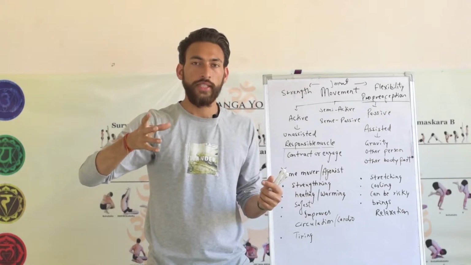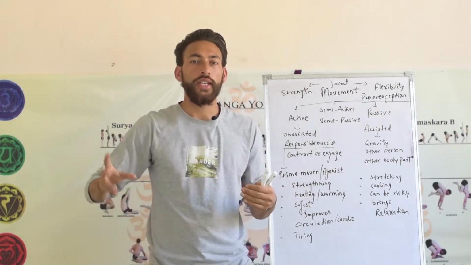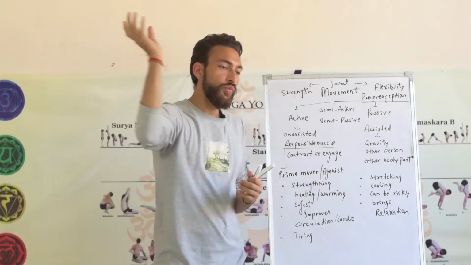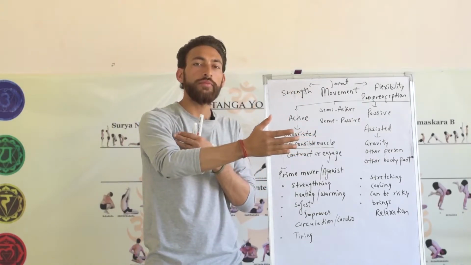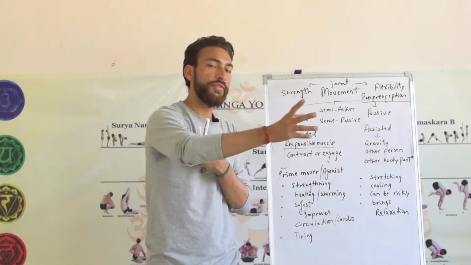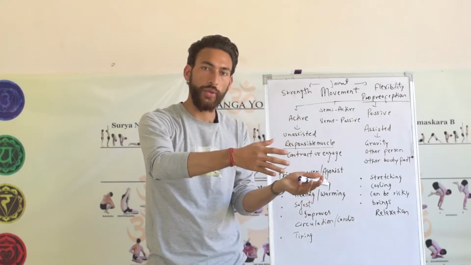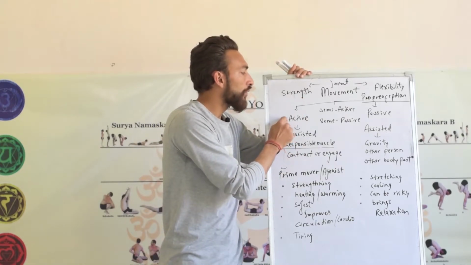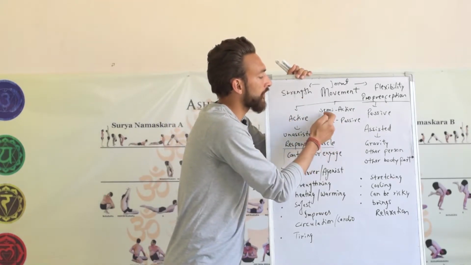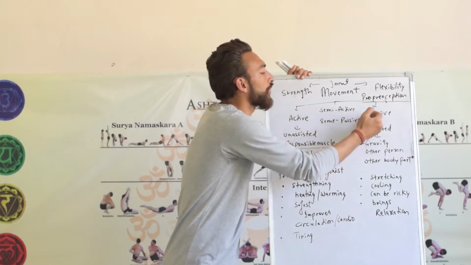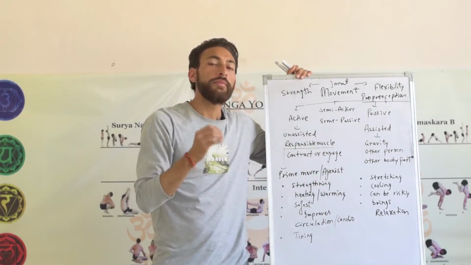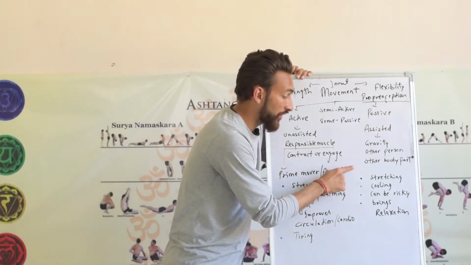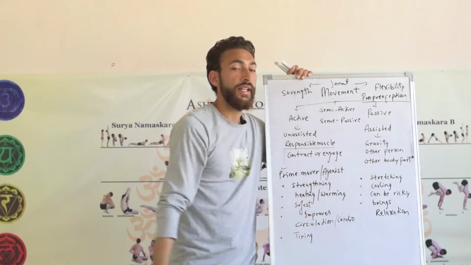Now what happens? If you have never thrown a ball before, and if you throw something with a jerk, this is no more an active movement, because the moment you created a lot of force, there was momentum added to it. And when momentum comes into the movement, it starts from active, becomes semi-active or semi-passive, and goes towards passive movement. And the moment a movement becomes passive, it could be potentially risky and dangerous.